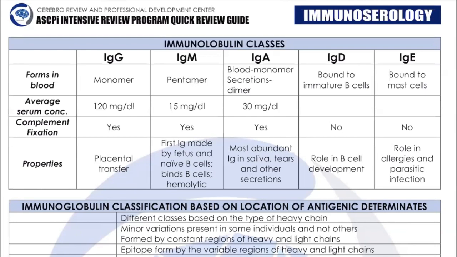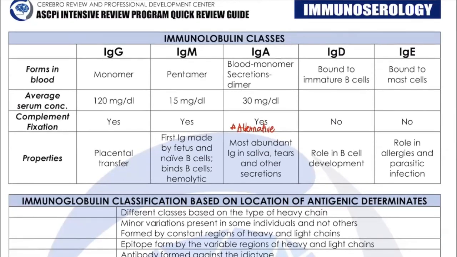Next, for complement fixation, IgG and IgM, yes, they could fix the complement, specifically for the classical cascade. Yung IgA, yes, it could also fix the complement, pero alternative lang. Take note of this, alternative cascade lang yung kayang i-fix ng ating IgA. Okay?